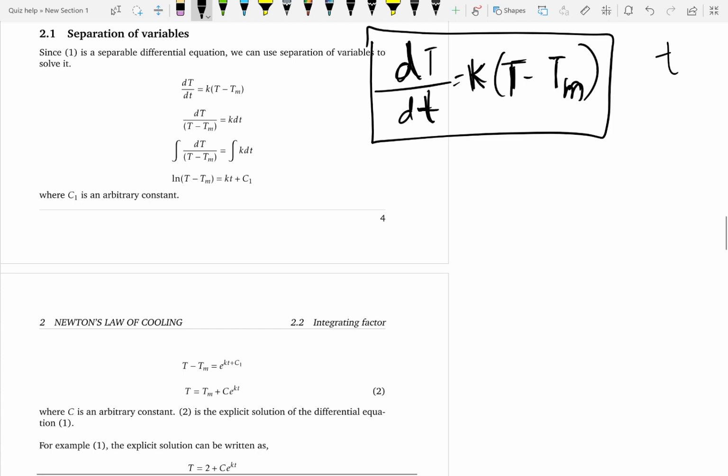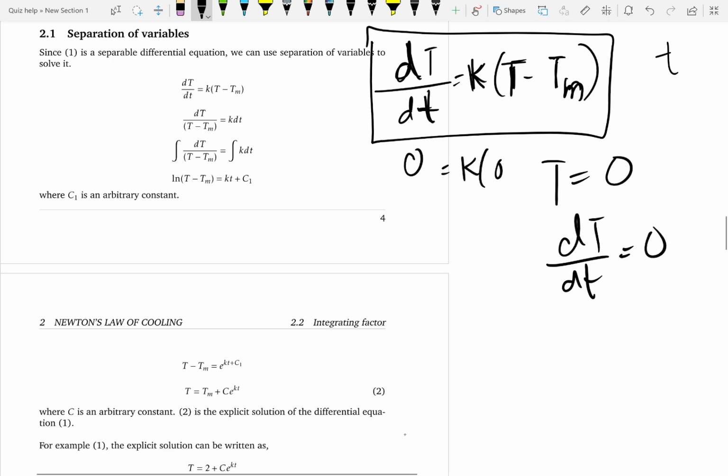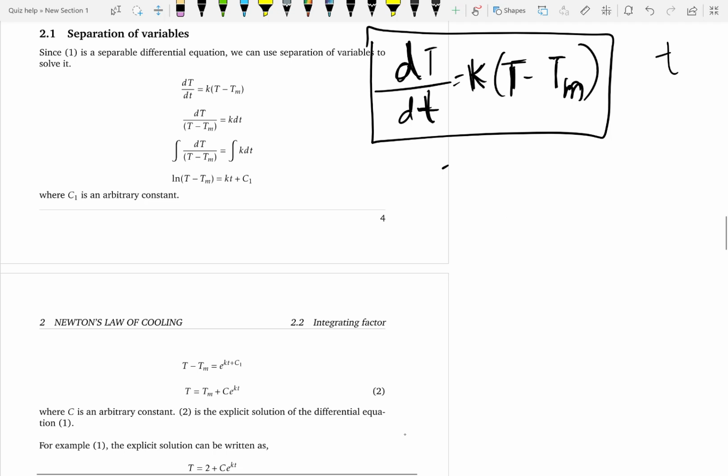Now, is this homogeneous? This is a non-homogeneous differential equation. Substitute T equal to 0. So when T is equal to 0, dT over dt is equal to 0. So you have 0 is equal to k times (0 minus T sub m). So 0 is equal to negative k T sub m, which doesn't make sense. So this is a non-homogeneous differential equation.